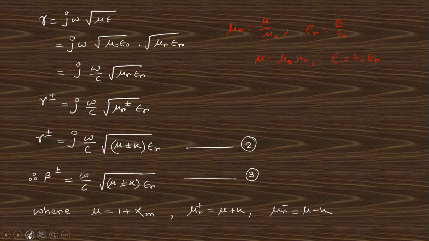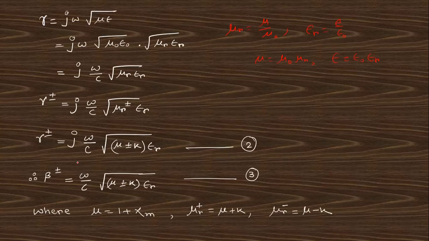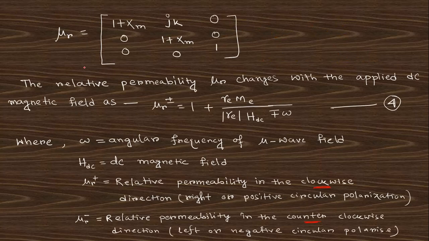And this plus minus denotes the relative permeability in the clockwise and anti-clockwise directions. Plus is denoted for clockwise direction, and minus is denoted for counterclockwise or anti-clockwise direction. Okay, so this is for the clockwise direction, and this is minus for the anti-clockwise direction. So finally you get this gamma, and from this gamma value we will get the beta value. That's it. And the mu r, the relative permeability, will change like that.